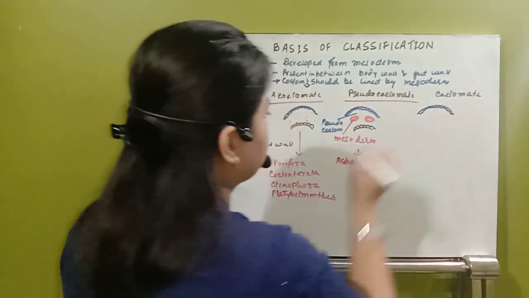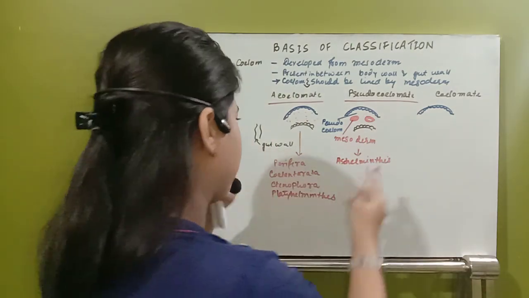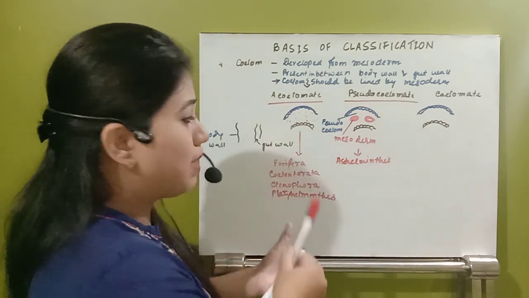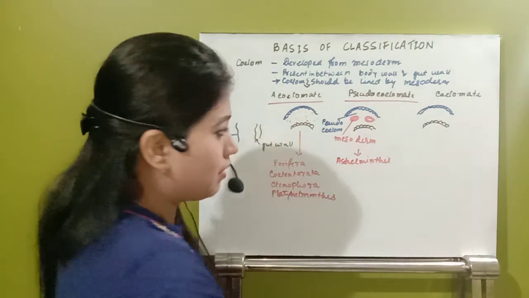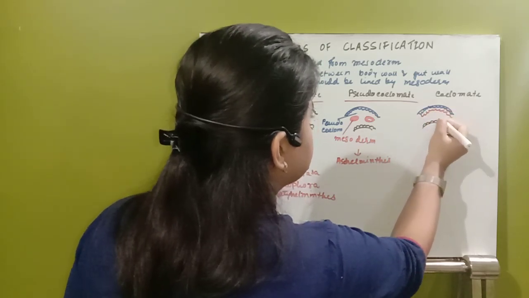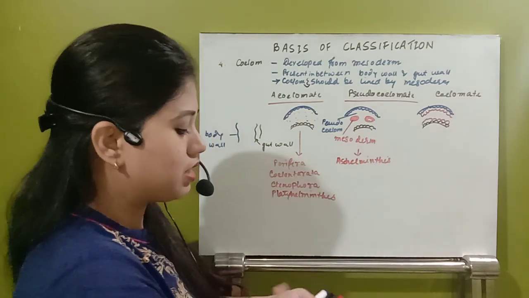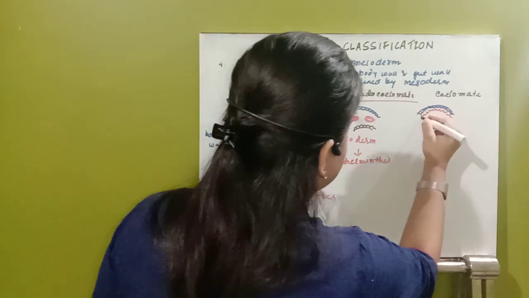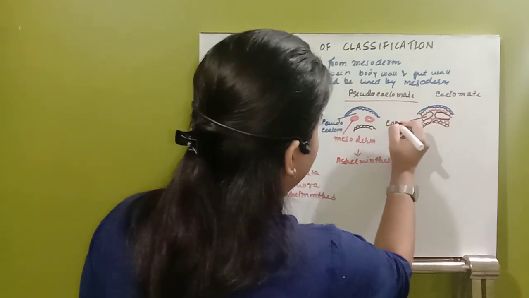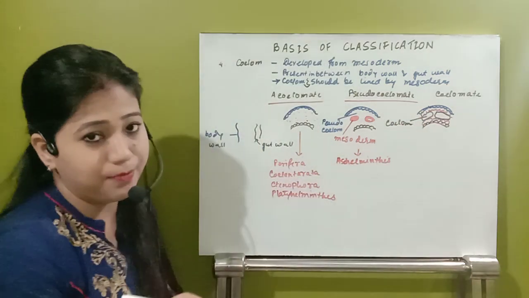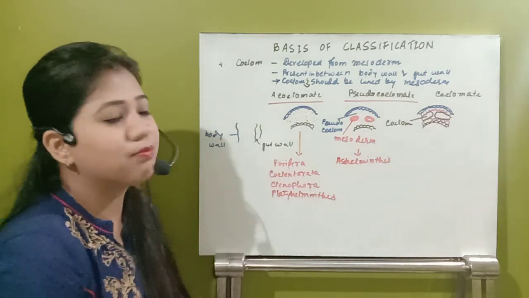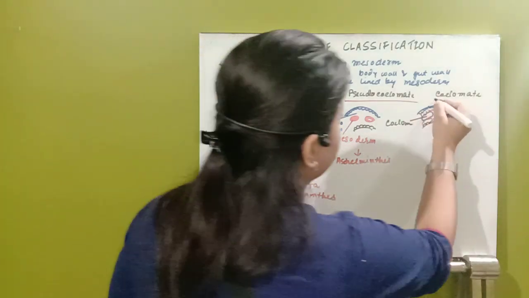Now they are going to have the outer ectoderm and the endoderm. Just see, the mesoderm is completely developed, and in between the mesoderm they form a cavity. See, this is the cavity, called the true coelom, where the coelom is lined by the mesoderm from all sides only. That type of animal is known as a coelomate animal.